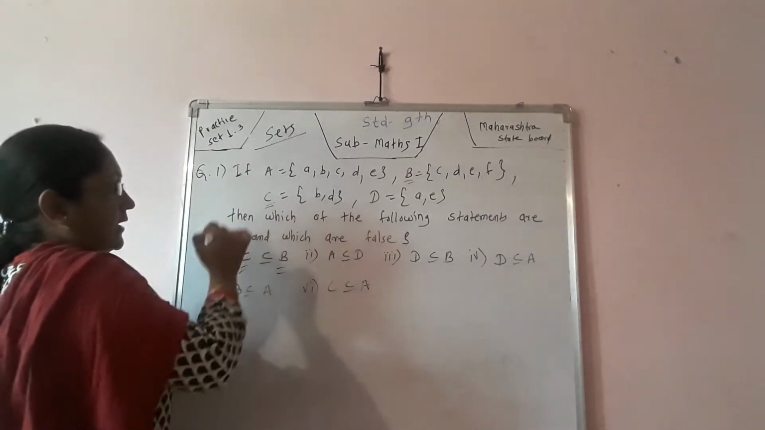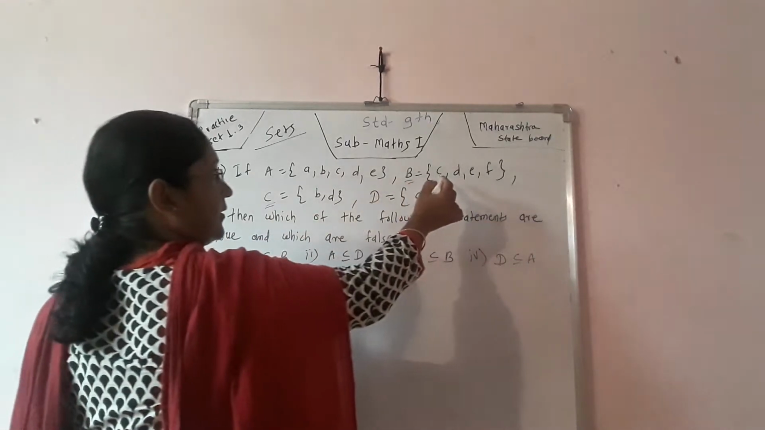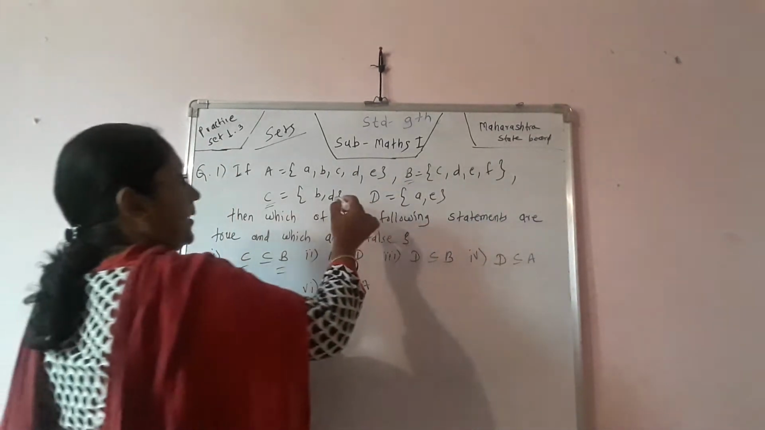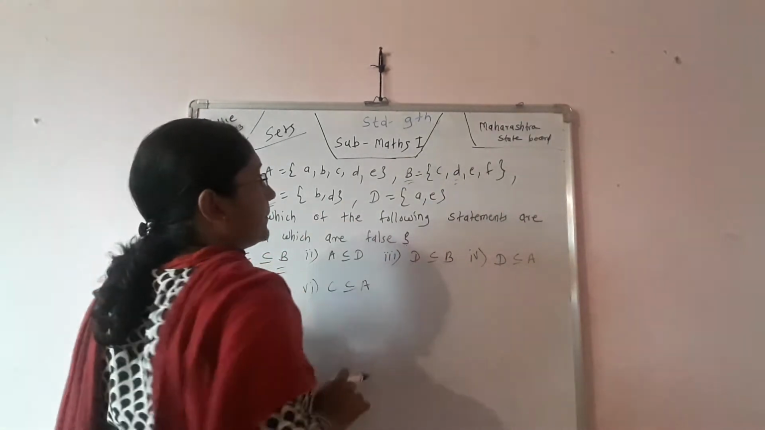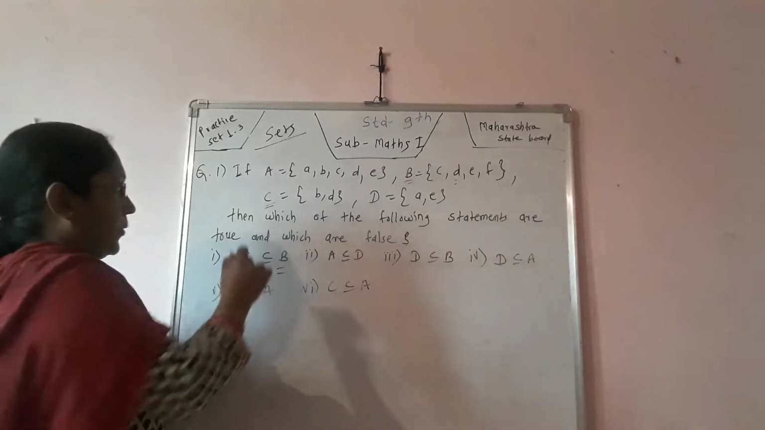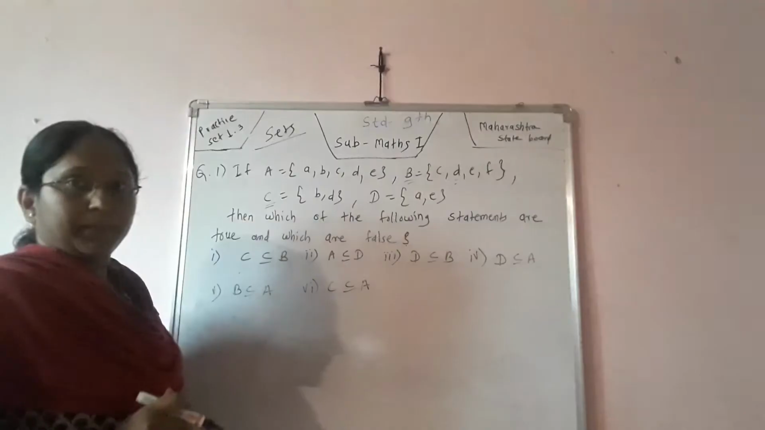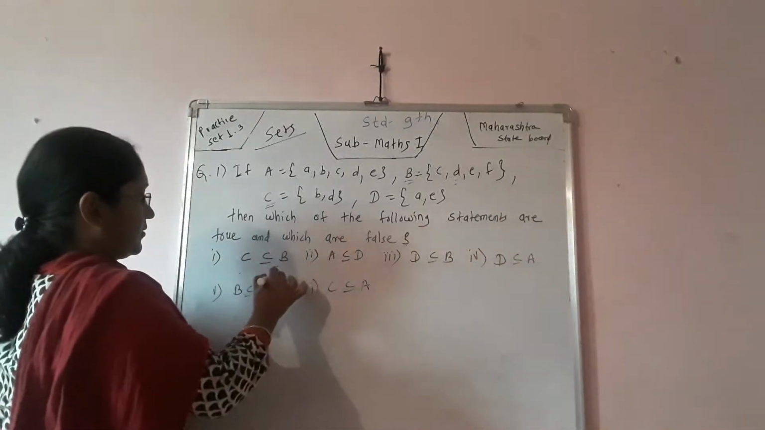Here B and D both elements should be present in B, then we call it a subset. B and D. Here D is there, but B is not there. So C is not a subset of B. So this first statement is false.